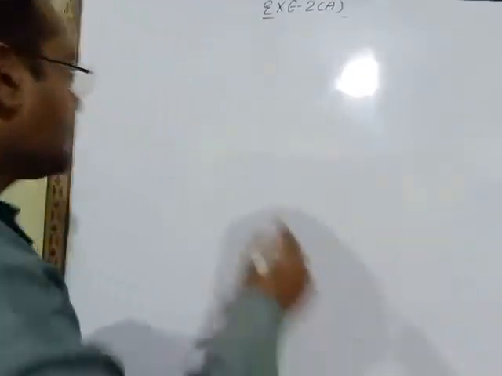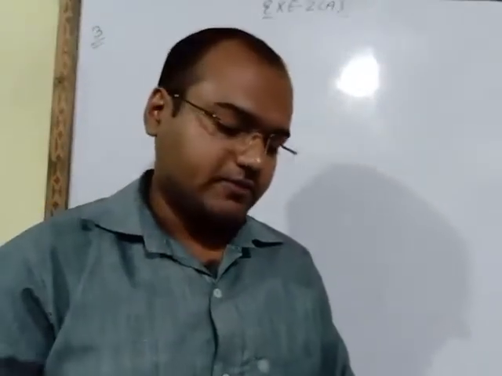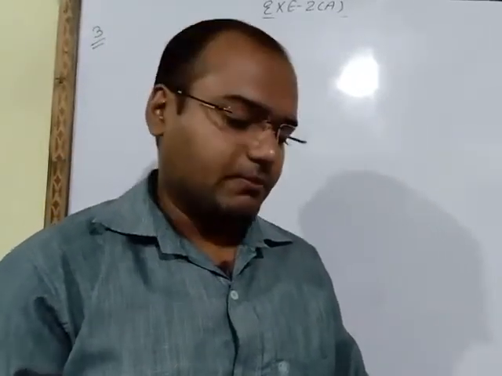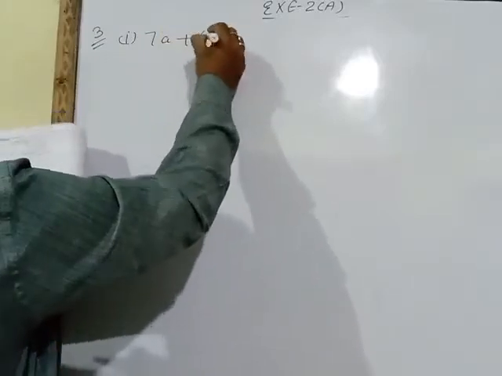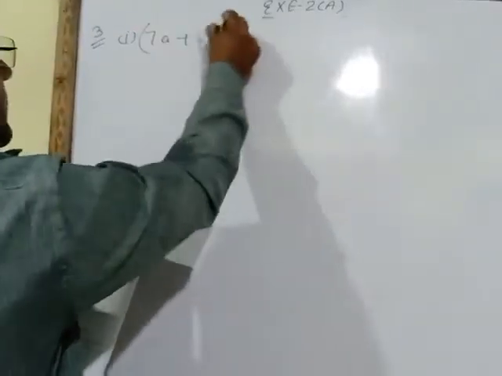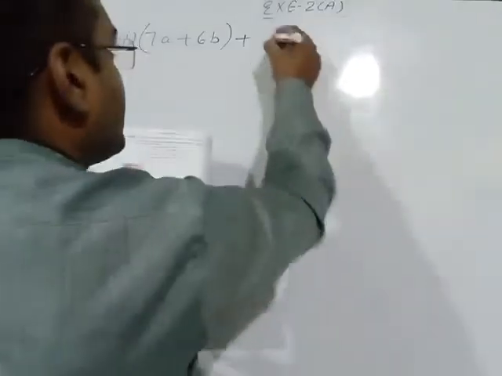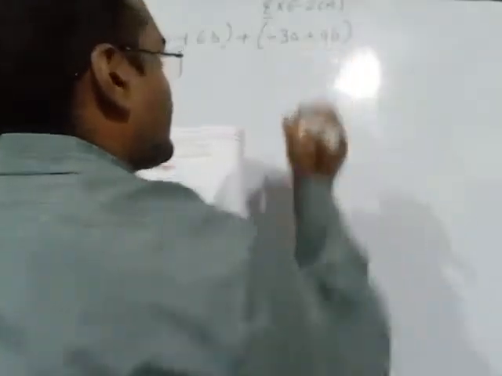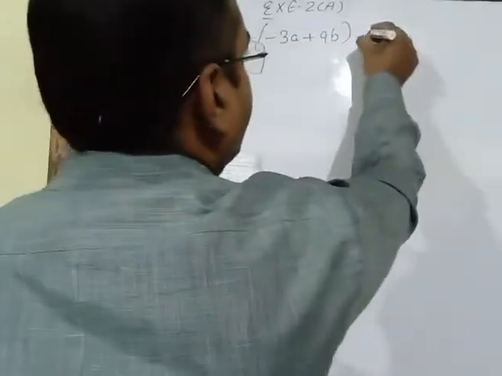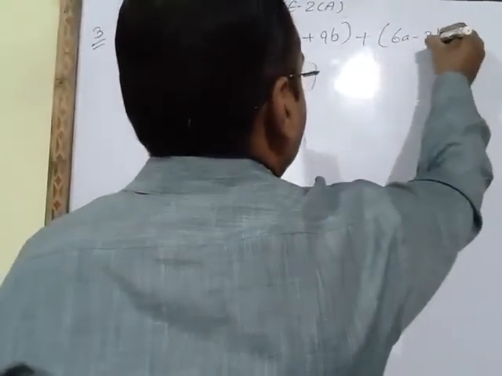Third question. Find the sum of each. Sum means you have to add these numbers, and the numbers are 7a plus 6b. This is the first number, so we will put this first number in the bracket. In place of comma we will take plus sign. Another number, the second number also we will take in a bracket, 3a plus 9b. After that, and is written, in place of and we will take plus sign. Now the third number we will take in another bracket, 6a minus 3b.